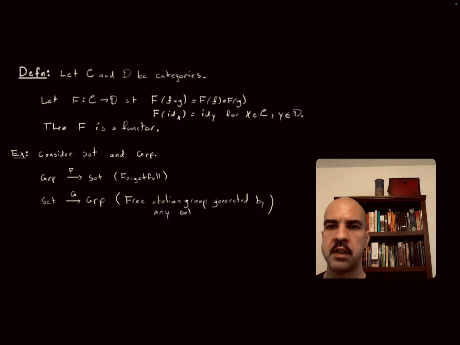So similar to this, we can look at this functor G, which is this next example, that takes you from sets to groups. And this is just the free abelian group generated by the elements of the set.